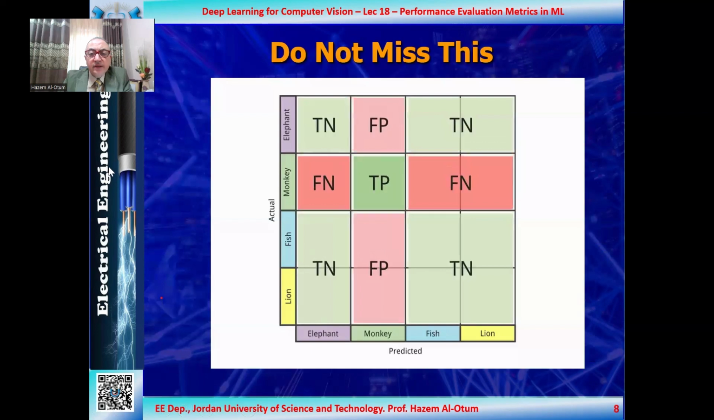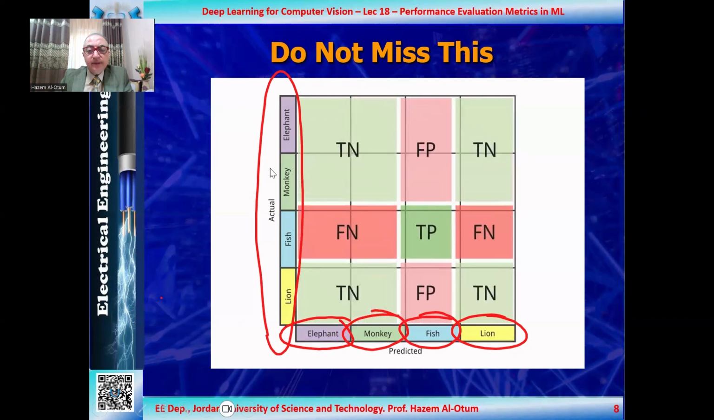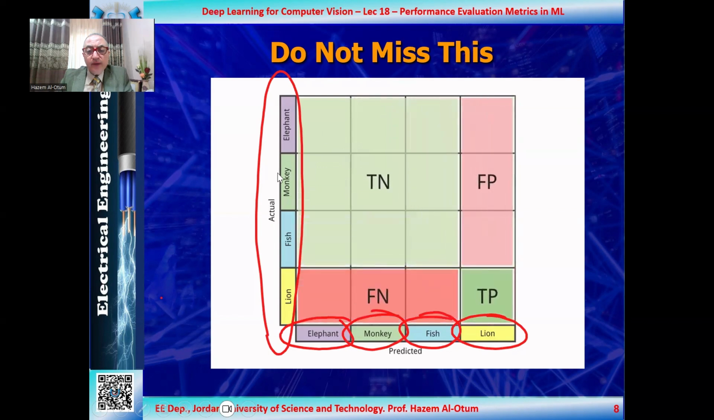Let's see this case. Here we have lion, fish, monkey, elephant. These are the actual, and these are the predicted on the x-axis. If we are talking about the elephant and the monkey and the fish and the lion, these are the predicted values, and here the same are the inputs, the actual or true labeled data coming from the supervised learning method. So what can we do now? How can we understand these things? Let's go back to the first step.